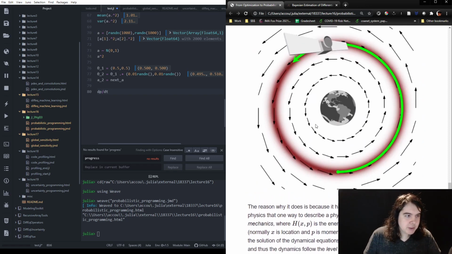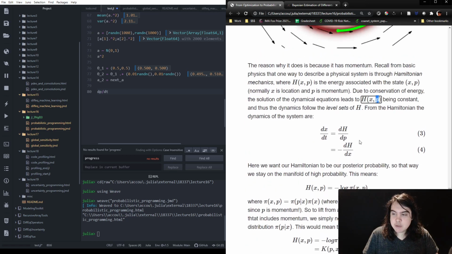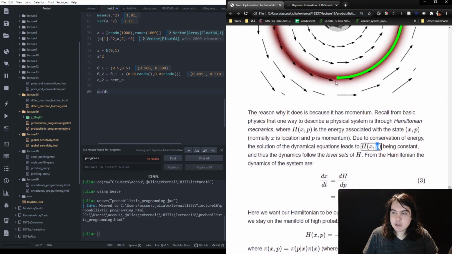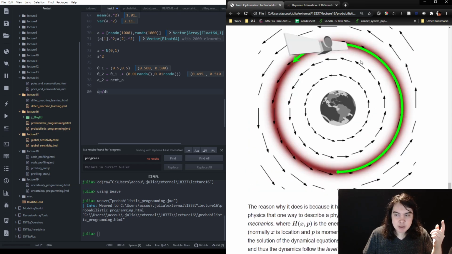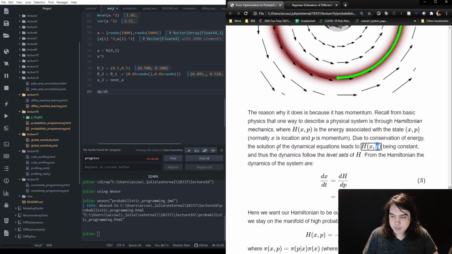Let me recap this a little. If we had a point that was on the high probability line and we had a momentum, and we defined a Hamiltonian such that everything on this line was of equal energy, then using Hamiltonian mechanics would tell us how we should be changing the momentum and how we should be changing the current point such that we would stay on the high probability manifold.